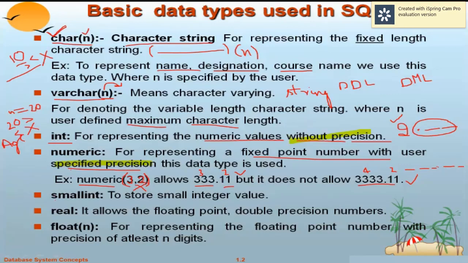Next one is small int. So small int is a very small integer value. That means it is not going to carry huge numbers like 1000, 10,000 and so on. It is just going to carry small integer values like 1, 2, 3, a single digit to 2 digit numbers. Why can't I use numeric directly? Why do I have a separate data type called small int over here?